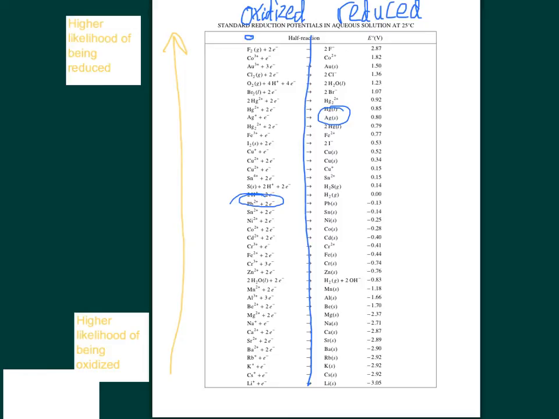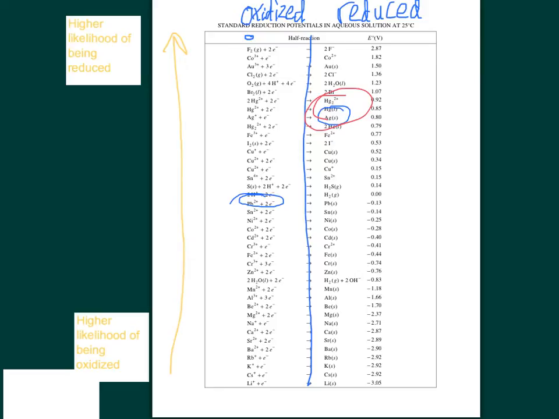Because as we said before, silver, which is higher up, has a higher likelihood, higher desire to be reduced, tendency to be reduced, however you want to think about that. And what that means is that silver wants to take the electrons, but notice it's already on the reduced side. It's already over on the right, and therefore the silver is already reduced. It may want to have electrons, but it already has them, so it's done.